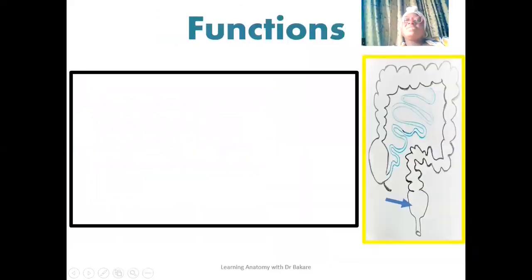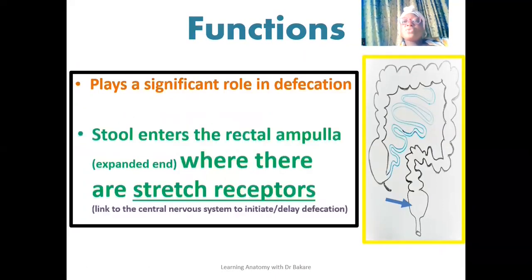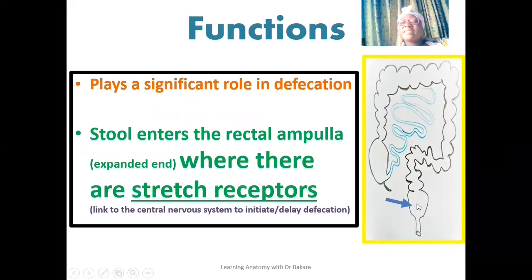Going to the functions of the rectum. The rectum plays a significant role in defecation. When stool or feces enters into the rectal ampulla, which is the expanded distal region of the rectum, where we have stretch receptors, this sends a signal to the central nervous system, which will help to initiate or delay the process of defecation. So if we decide to defecate, the process is going to be allowed. And if we decide to do otherwise by delaying it, maybe we've not gotten to a place where that can be done, the process will be delayed. And all this will be controlled by the central nervous system through the stretch receptors that are located in the wall of the rectum.